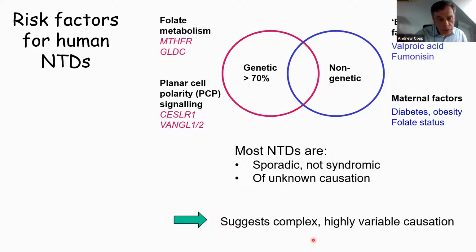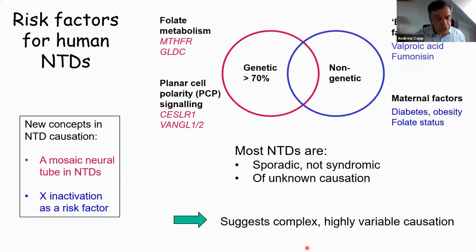Now, what I thought I would do would be just to tell you about a couple of new concepts, or at least new concepts for me, in NTD causation, which will perhaps just give you an idea about a few of the other factors that might be considered in the future, although we're early on in our understanding of these. So I'm going to talk about mosaicism in the neurotube, and I'm going to talk about exon activation in females.